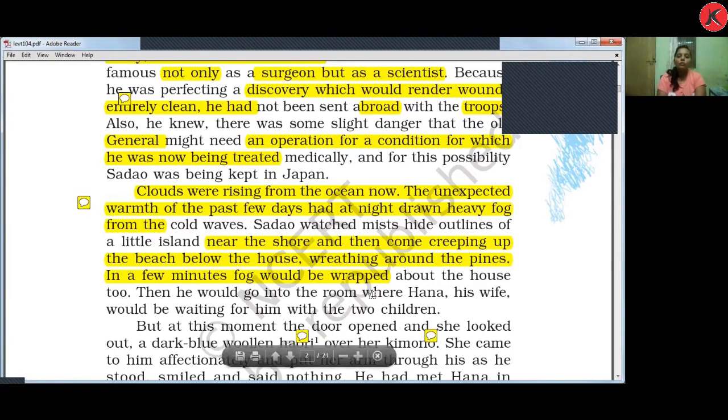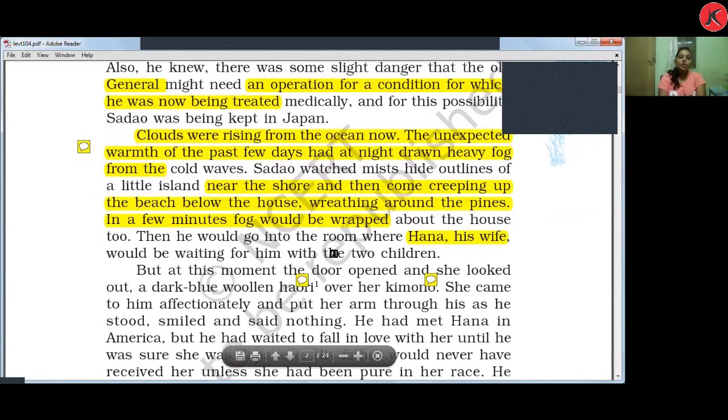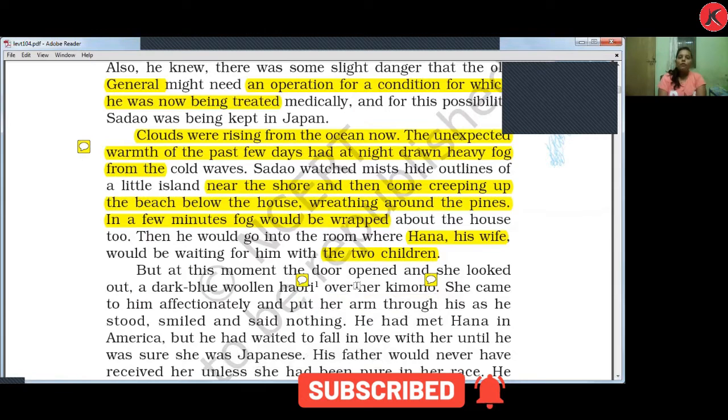Then he would go into the room where Hannah, his wife, would be waiting for him with the two children. Now, after watching the outside atmosphere getting worse, he went back to the room where Hannah, his wife, was, and he had two children also waiting inside the room. But at this moment, the door opened and she looked out, a dark blue woolen haori over her kimono.